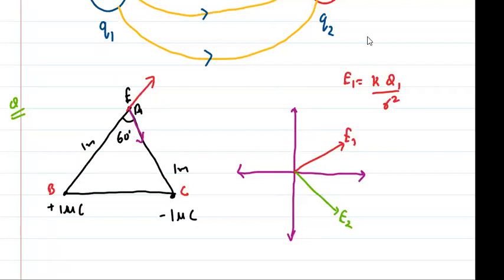And E2 is given by K Q2 by R squared. यहाँ तक सबको समझ में आया? हाँ या ना? फोर्स में भी यही किया था ना? हाँ सर, ऐसा ही फोर्स में भी हुआ था सर. The only difference was यहाँ पे Q भी आ गया था, यहाँ पे Q नहीं है. Right? Otherwise सब कुछ तो सेम है.